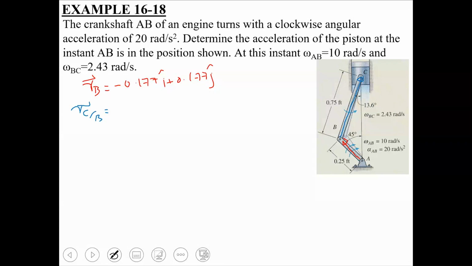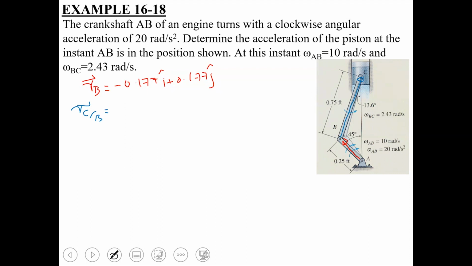Third quadrant or first quadrant? First quadrant is 0.75 cos 13.6, so it is going to be first quadrant. It means both x and y will be positive, and since the angle 13.6 is given from y, the cos component will come with y, and the sin component will come with x.